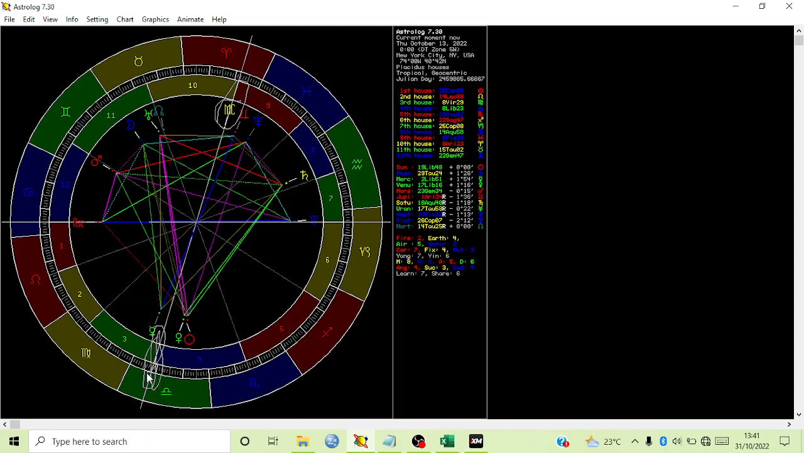So what we're looking for is, wait, it's Mercury that we are looking at. So Mercury is here. We're looking for Mercury to transit the MC. It's already passed the opposite of the MC. Okay, so this line between the MC and its opposite is called the meridian.